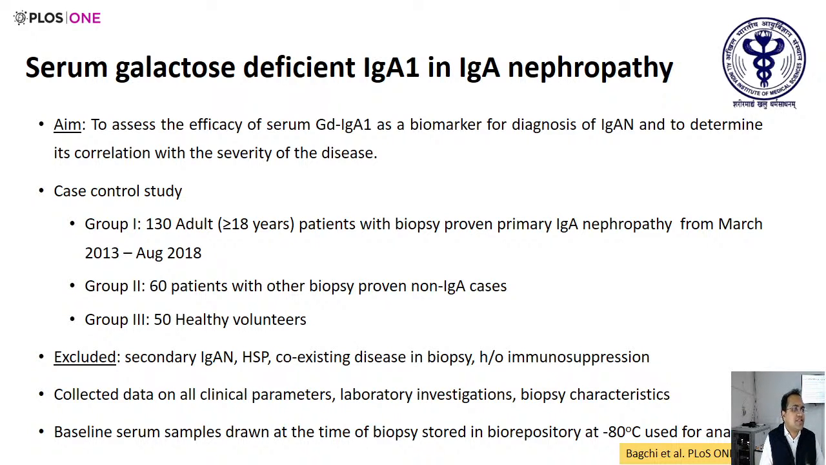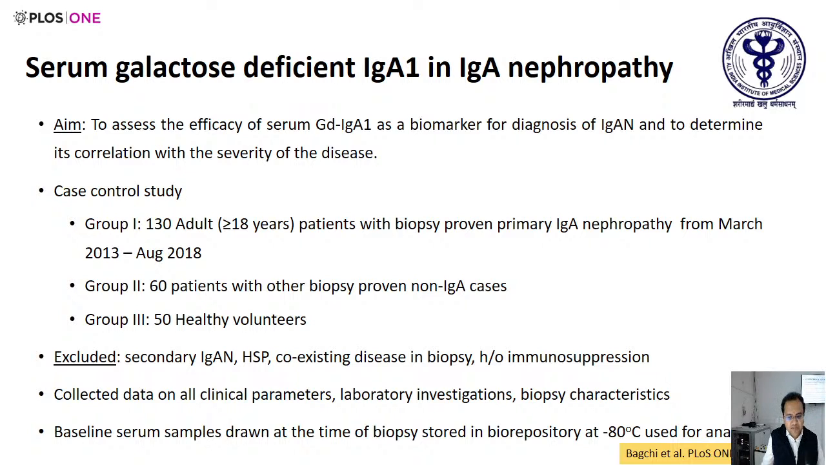This was a case-control study. It had 3 groups. Group 1 of 130 patients of IgA nephropathy, Group 2 of 60 patients with non-IgA glomerular disease, and Group 3 of 50 healthy volunteers. All cases of secondary IgA, HSP, and coexisting diseases were otherwise excluded.